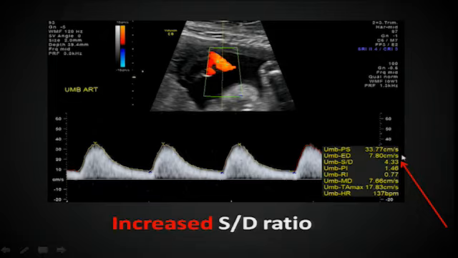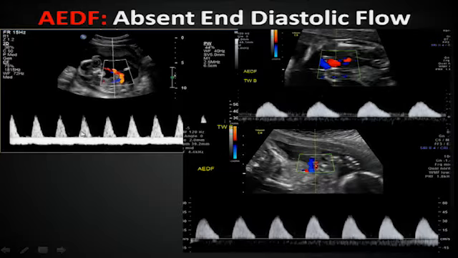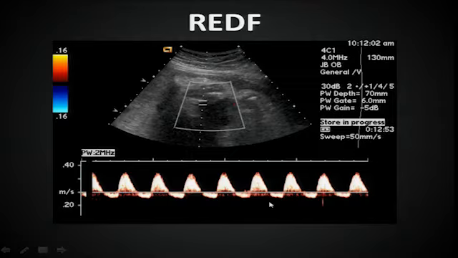So one of the first signs that we'll see is increased resistance to blood flow. So we'll have an increase in the systolic diastolic ratio. So now we see that in diastole, this is coming closer to that baseline. As we progress, as there's more resistance in the placenta, more resistance to the blood flow, then we can get absent end-diastolic flow, and then reverse. When we get reverse end-diastolic flow, this baby's in real trouble.